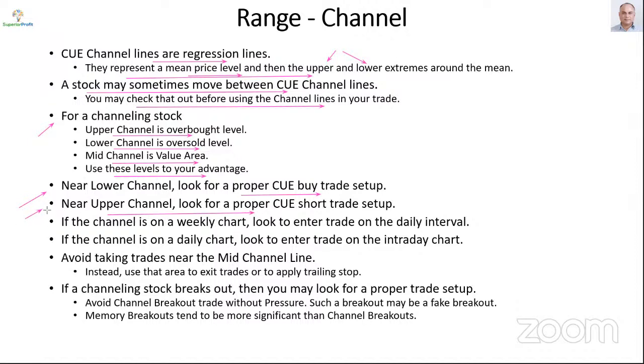The channels themselves may be uptrending or downtrending. In either case, when it goes to the lower channel, you may look for a buy setup, a proper buy setup, not just buy because it is at the lower channel, but use a proper Q buy trade setup, and the opposite at the upper channel, irrespective of whether the channel itself is uptrending or downtrending. Near the upper channel, look for a proper Q trade setup. Not just using the channel lines, but using Q trade setups, you may look for long or short.